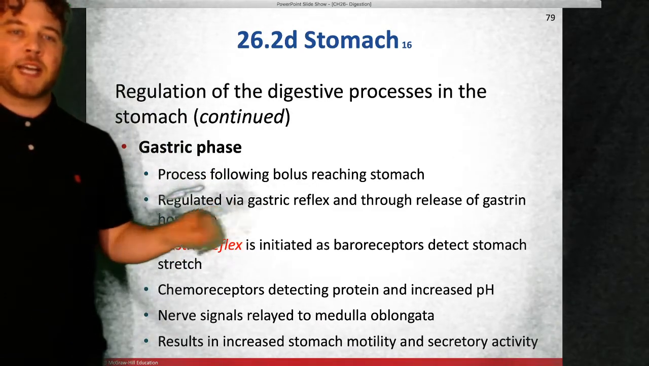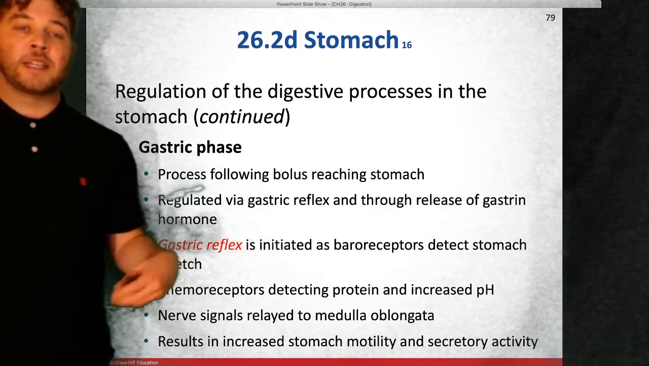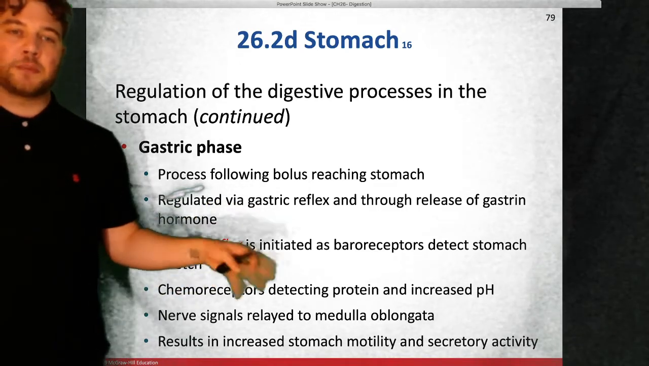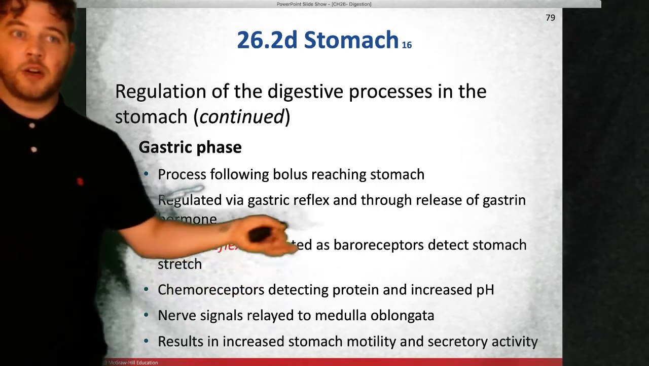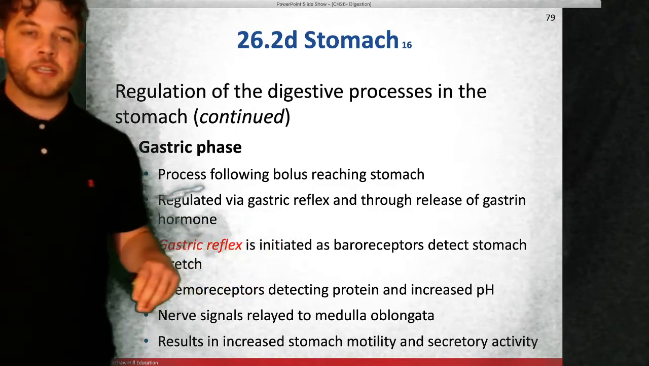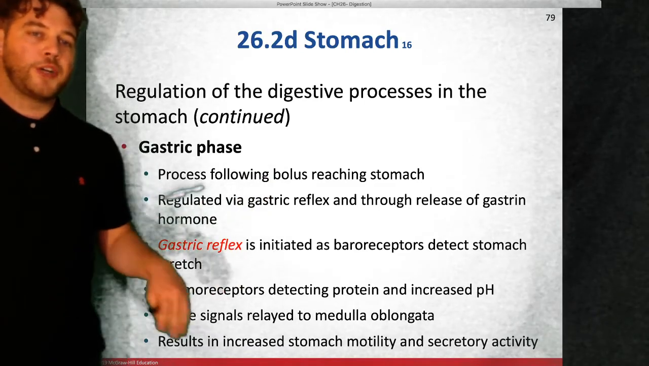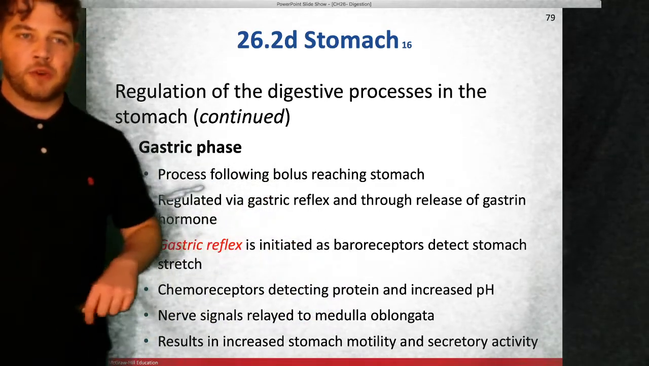It's regulated via gastric reflex through the release of gastrin hormone. That reflex is initiated as baroreceptors detect the stomach stretching. There are also chemoreceptors detecting proteins and increased pH. Because unless you're drinking like Coca-Cola, it's probably not going to be the same pH as your stomach. It's probably going to be a more neutral pH. Nerve signals are again related to the medulla oblongata, increased stomach motility and secretory activity.